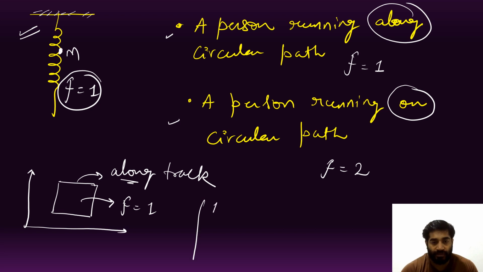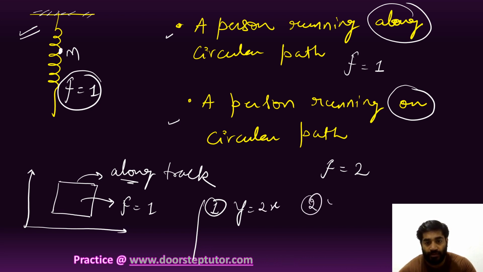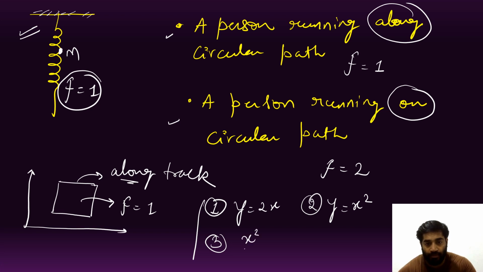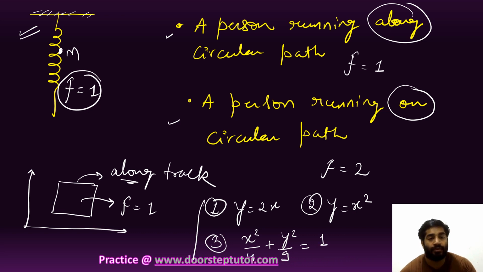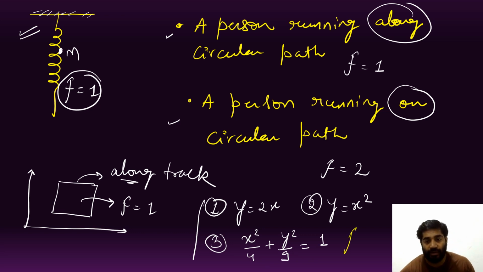Another example, for example, y equals 2x. Another one is y equals x square. Another is x square by 4 plus y square by 9 equals 1. These are the 3 different conditions, and if the particle is moving along these curves, then the degree of freedom for these curves will remain 1.